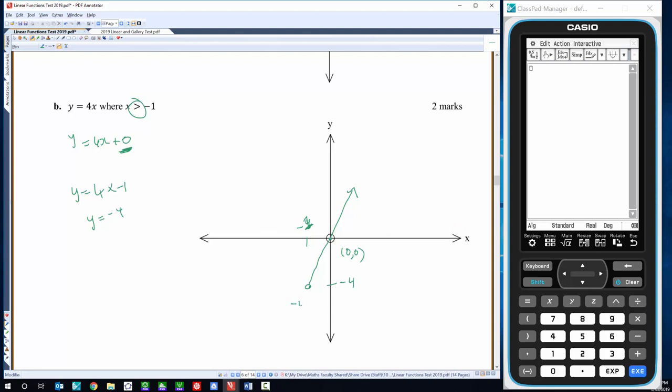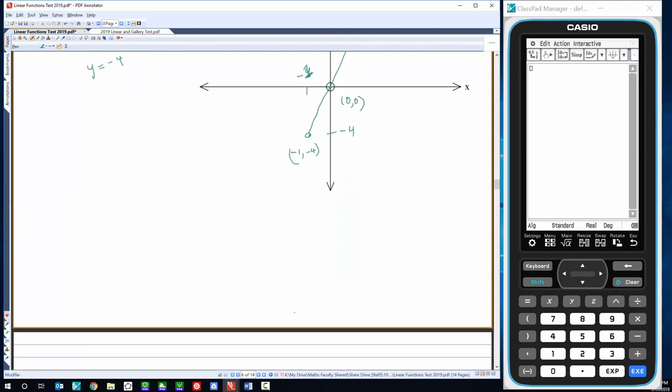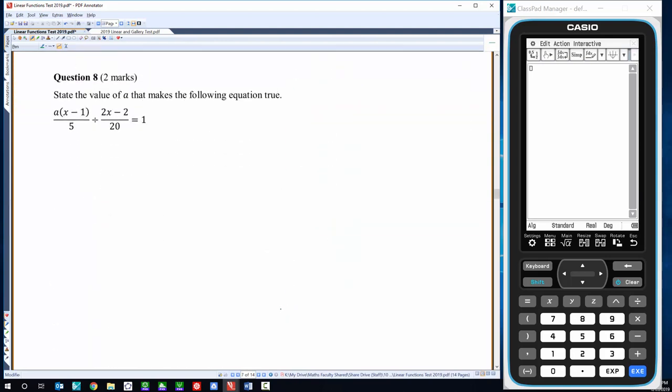Okay, so we're just going to label that coordinate, -1, -4. Okay, so this was a bit of a tricky one here. State the value of a that makes the following equation true. That is, this left-hand side has to equal 1.